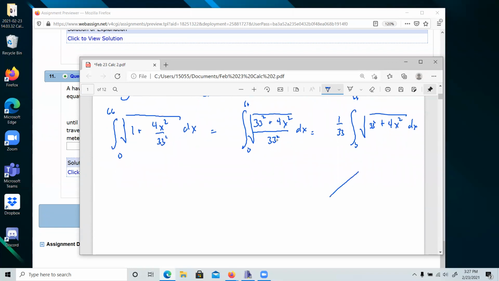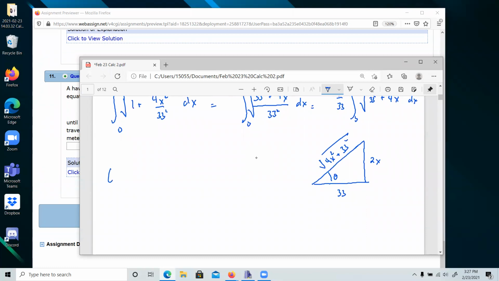Oh, wait. We could do this, couldn't we? We could say theta is here. We could say this one's 33, this is 2x, and this is going to be the square root of 4x squared plus 33 squared, right? Because we go ahead and get that. That means the tangent of theta is equal to 2x over 33. So x is equal to 33 over 2 tangent of theta.